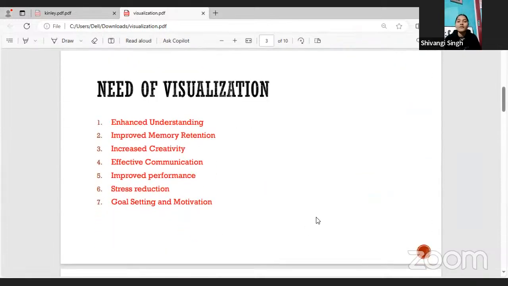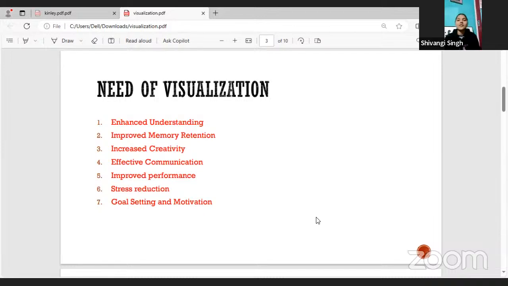Let's highlight the need of visualization. When we talk about visualization, it converts complex data and makes it easy to grasp by creating visual formats. It improves our memory retention. Human minds get attracted more towards stories and pictures rather than plain text. So visualization helps to make the information more memorable. It increases our creativity as it stimulates our thinking and imagination, and gives ways of innovating our thinking level and our imaginations.